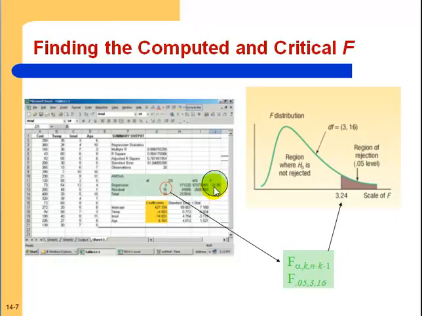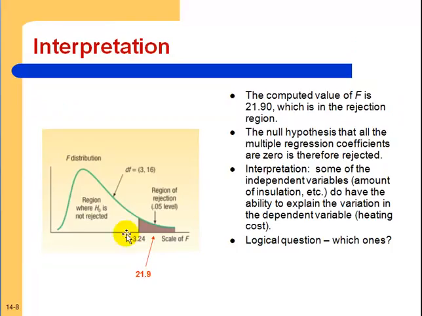Then we compare. We got the F number is 21 point, I cannot say it. Anyway, it's 21. And the F critical value is 3.24, rounded to 2 digits here. So 21 is greater than 3.24. So what's the result? The result is we reject the null hypothesis. What does that mean? That means at least one of the variables, one of the coefficients, matters in explaining the change of the heating cost.